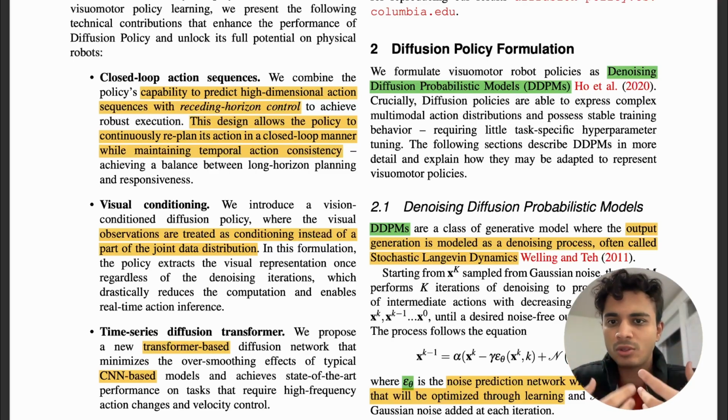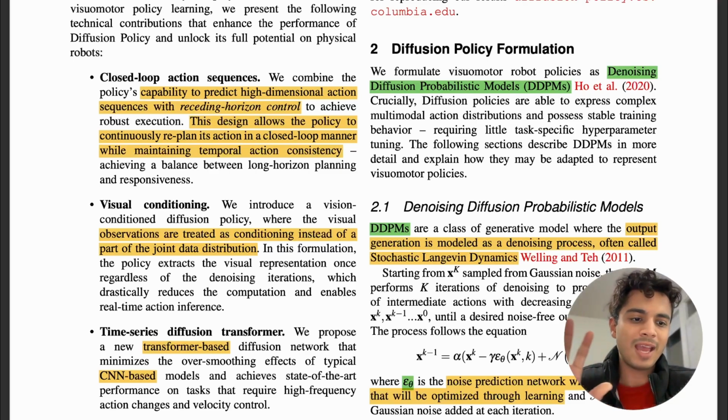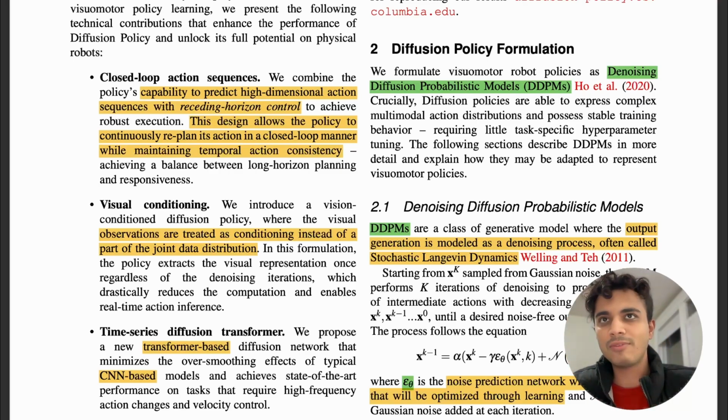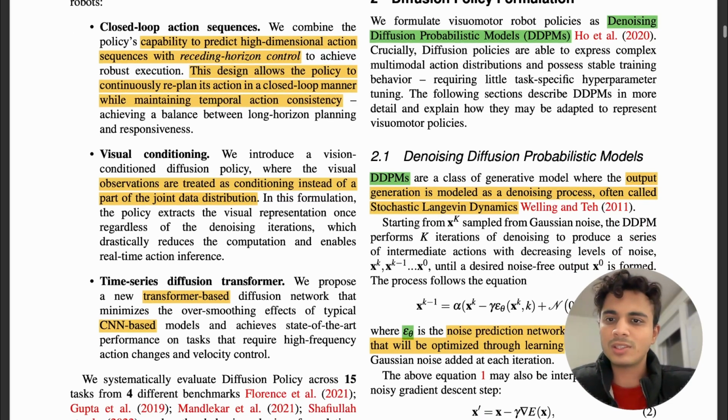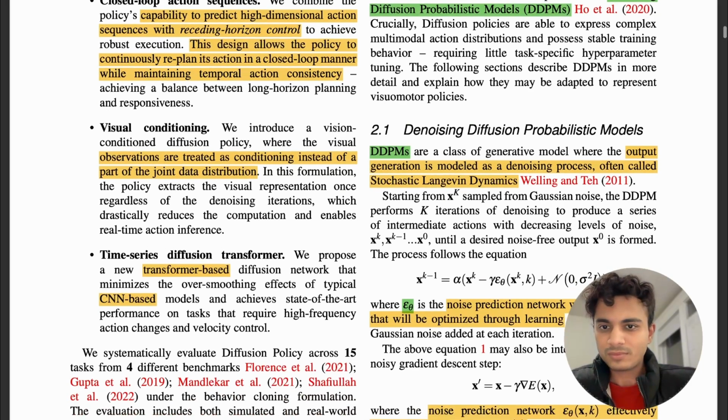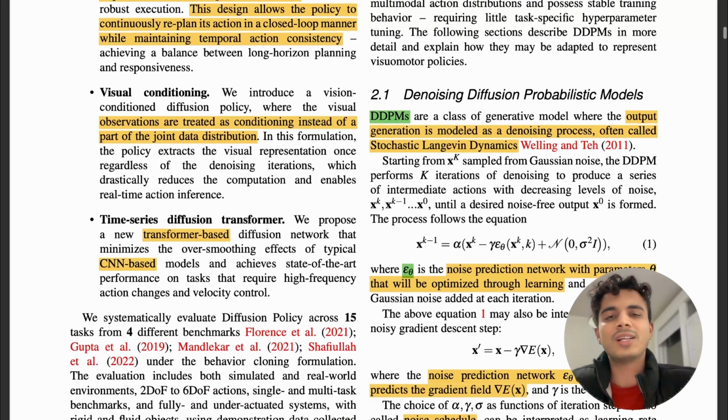Honestly, I never thought that anyone would do something different, but it turns out that people are doing pretty well, and this paper proves that. So, what we are trying to do is have this observation only for conditional purposes. We are just trying to understand what is happening. In this formulation, the policy extracts the visual representations once, regardless of the denoising iterations. What are denoising iterations? We'll look into that, but it just means that we want to extract visual representations once. This reduces the computation and enables real-time action inference.